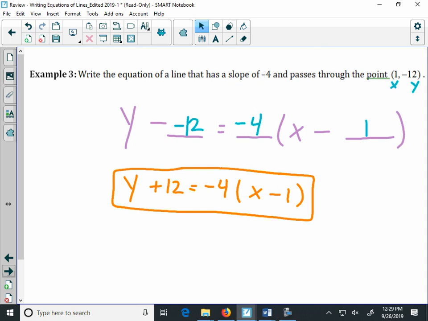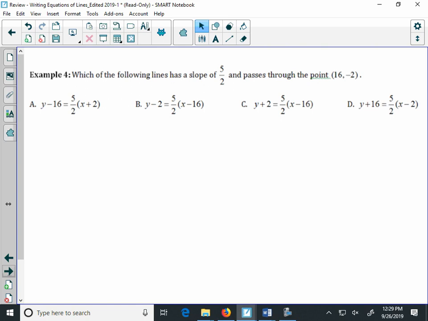Questions over that? No? If we take a look at this one. Which of the following lines has a slope of 5 over 2 and passes through the point (16, -2)? See? I agree. It has my slope in the right spot. And my x and y change to the opposite. A positive 16 is our negative. A negative 2 would turn positive.